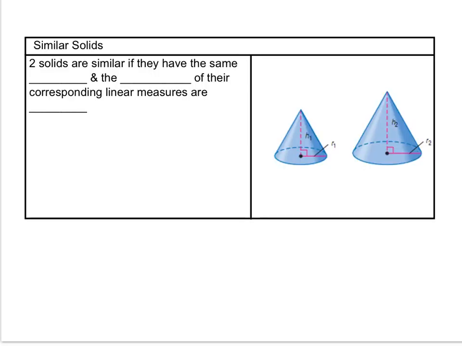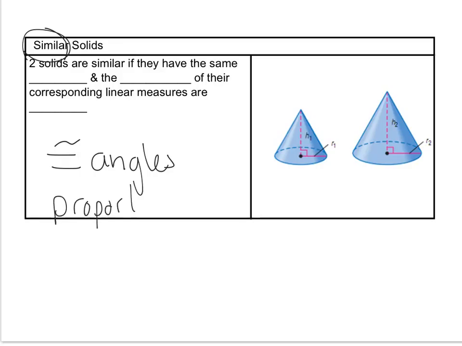So you need to be able to identify congruent and similar solids and take a look at the properties of similar solids. Similar in geometry, remember, has a very distinct meaning. Similar means congruent angles and proportional sides. That doesn't change a whole lot when you talk about figures. It's the same idea: two solids are similar if they have the same shape, and the corresponding linear measures are in proportion.